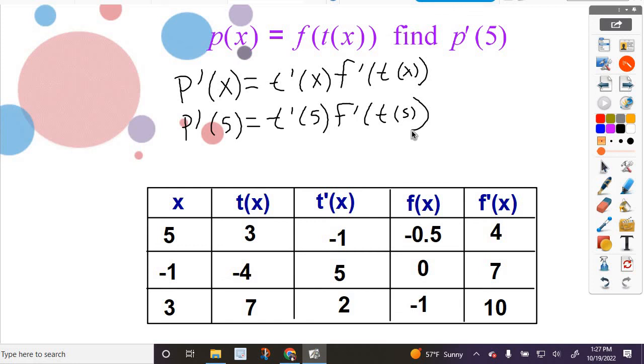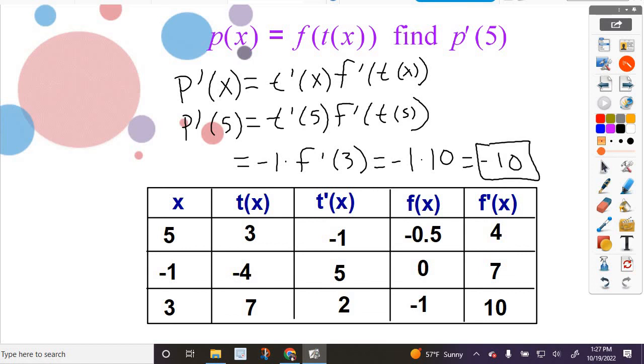So t prime, looking at 5, is -1. Then I have to plug into the inside first here. So t of 5 is 3. And then I have to plug in that 3 to f prime. So f prime of 3 is 10. So my final answer is -10.